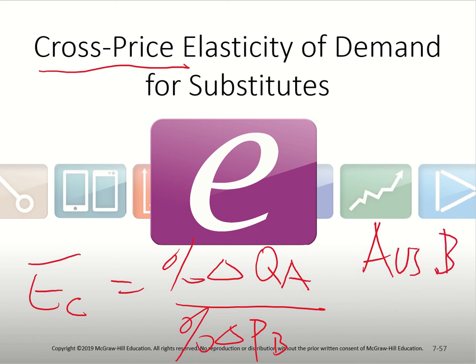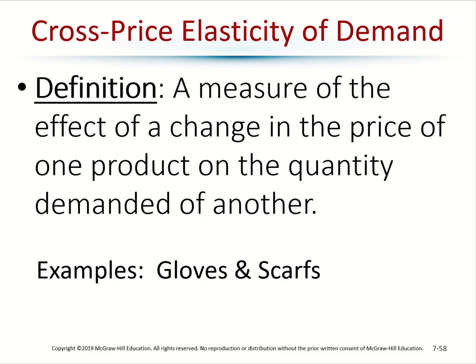Now, the reason why we look at this is because some goods, as you learned in the previous chapters on demand and supply, are called complements and substitutes, right? So sometimes the demand of one good might depend on the price of another good. Cross price elasticity measures the effect of a change in the price of one product on the quantity demanded of another product. So cross price is between two goods.